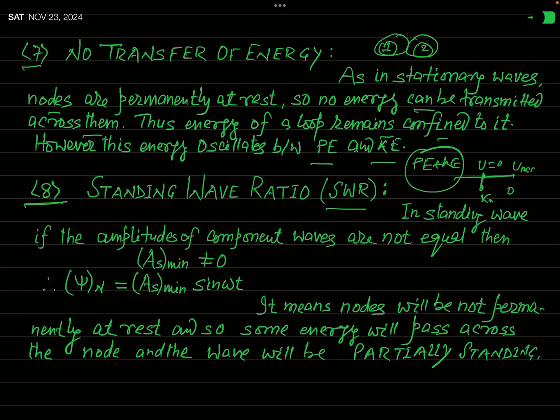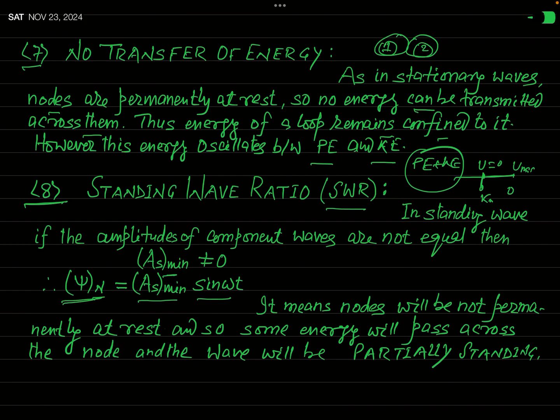If their amplitudes are unequal, then the minimum amplitude of the standing wave will not be zero, and therefore if you find the displacement at nodal points, psi n meaning displacement at a node, that will be equal to A_S minimum times sine omega t. It means the displacement at nodes will be minimum but not zero.